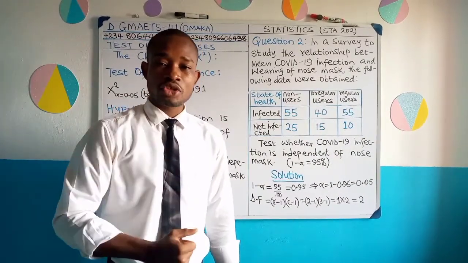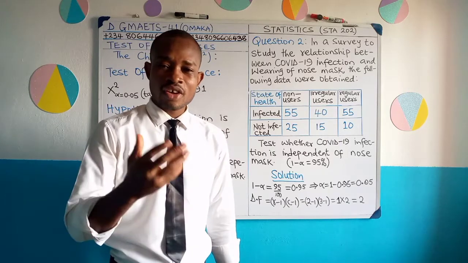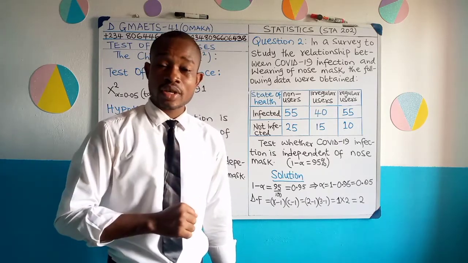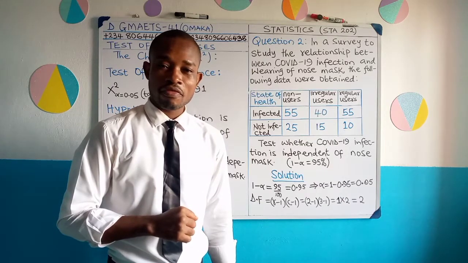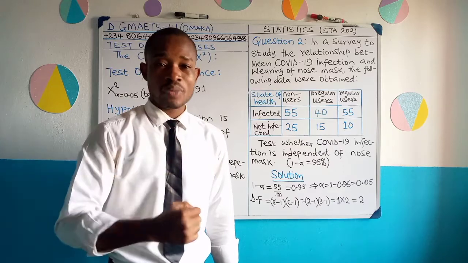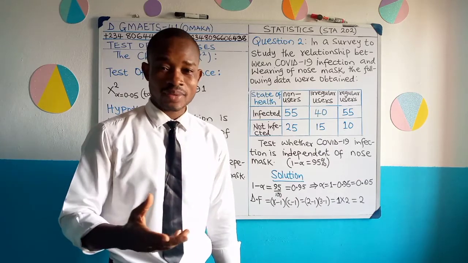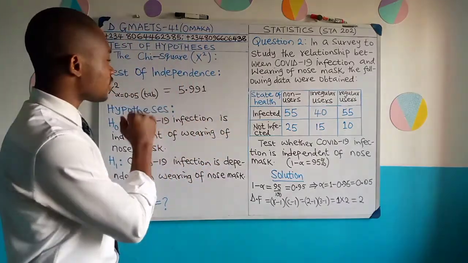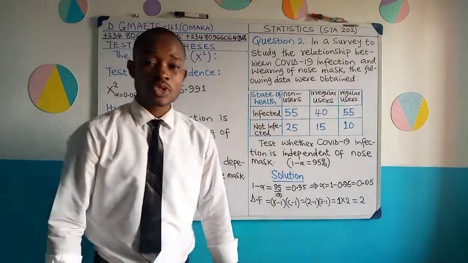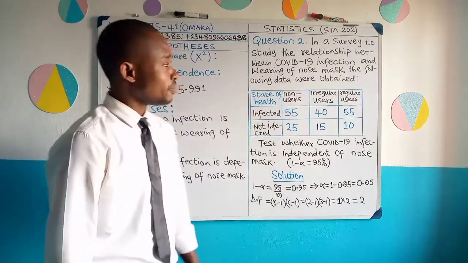Please, you can search through our YouTube channel here in order to watch the video where I explain how we can use chi-square to carry out tests of homogeneity, tests concerning more than two population proportion. For now, let us focus on how we can test for independence. We have a question here we are going to use. So let's read the question together.